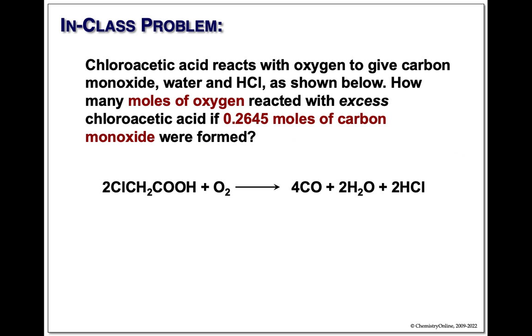Yet another one. This is chloroacetic acid reacting with oxygen to give carbon monoxide, water, and HCl. Once again, it's a balanced equation. Our two things we're looking at are oxygen and carbon monoxide. Go ahead and set up your ratio.